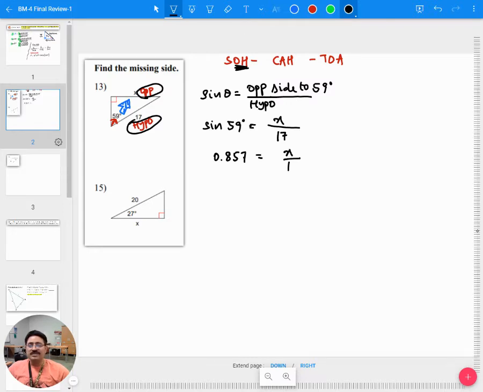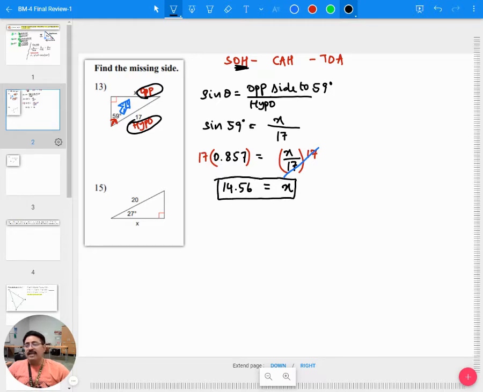x over 17. Now you know how to isolate this one. So we multiply by 17 on both sides in order to cancel the denominator. Therefore, 17 and 17 get cancelled. Then x equals 17 times 0.857, which is 14.56. That's the value of x.